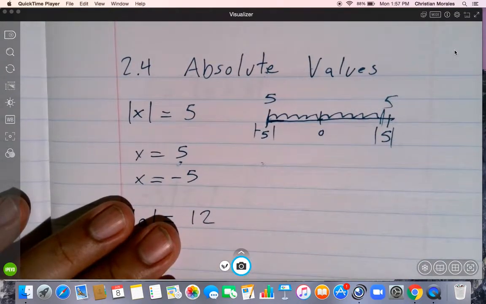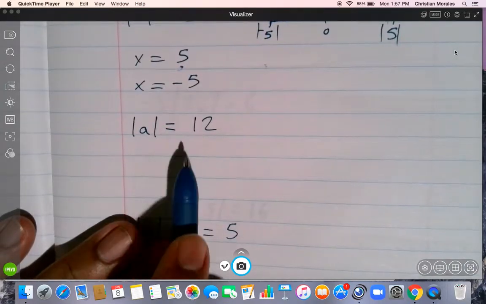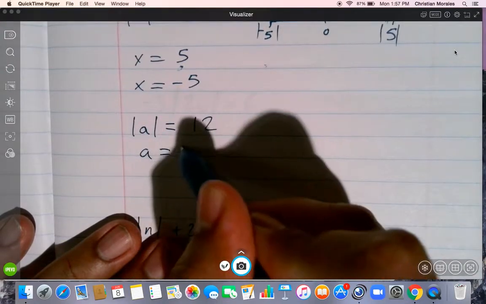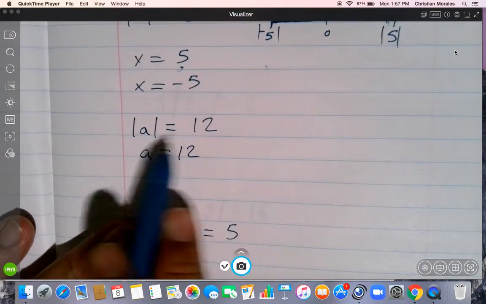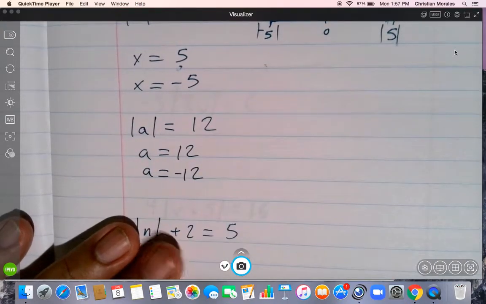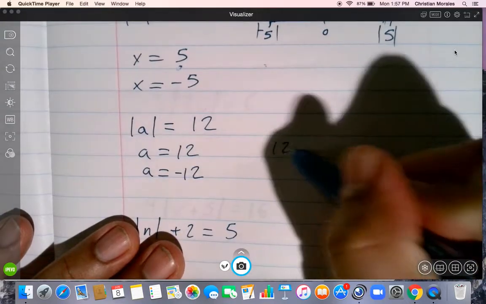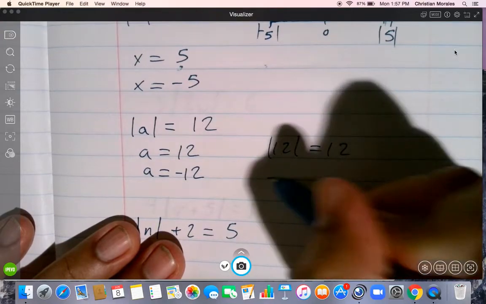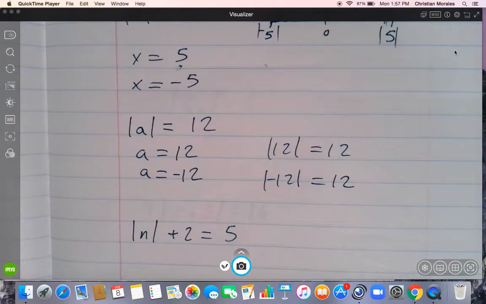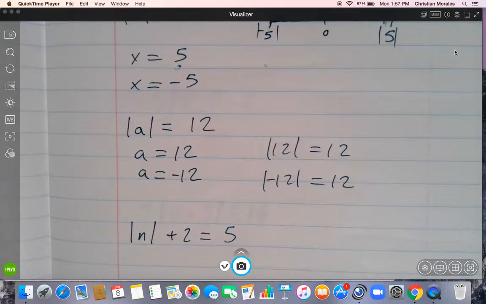Okay, so as we go on through this, what is the absolute value of a number A that is 12? Well, A can either be a regular 12 and the absolute value of 12 is 12, or A can be negative 12 and the absolute value of negative 12 is 12. Because if you take the absolute value, you wouldn't know which one it is. They both give you 12. So you put both of them as possible values of A.